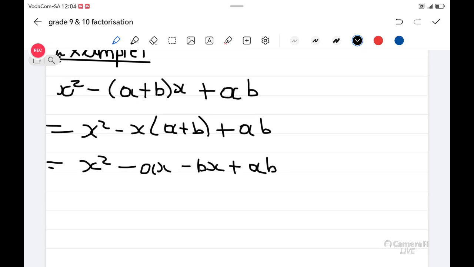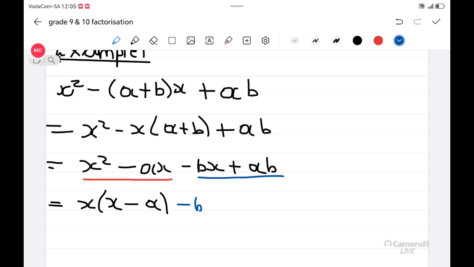So now you group them. The first group is this one. What is the common factor on the first group? It is x. x is our common factor. Then we are left with x minus a. Then what is the common factor on the second group? It is going to be minus b. Minus b, and then we are left with x minus a.